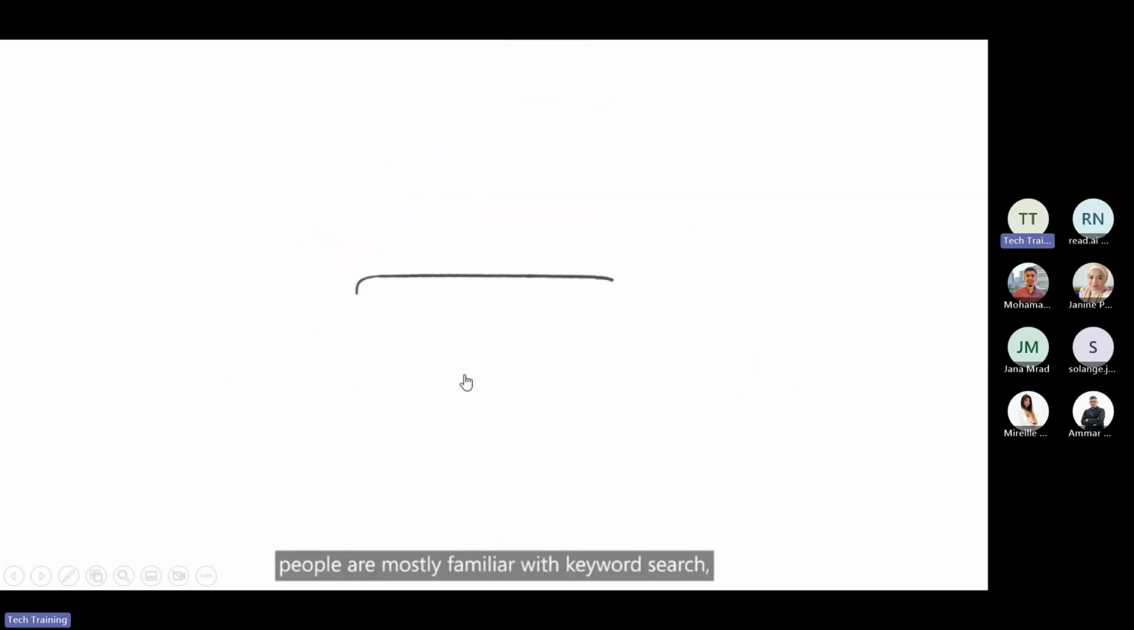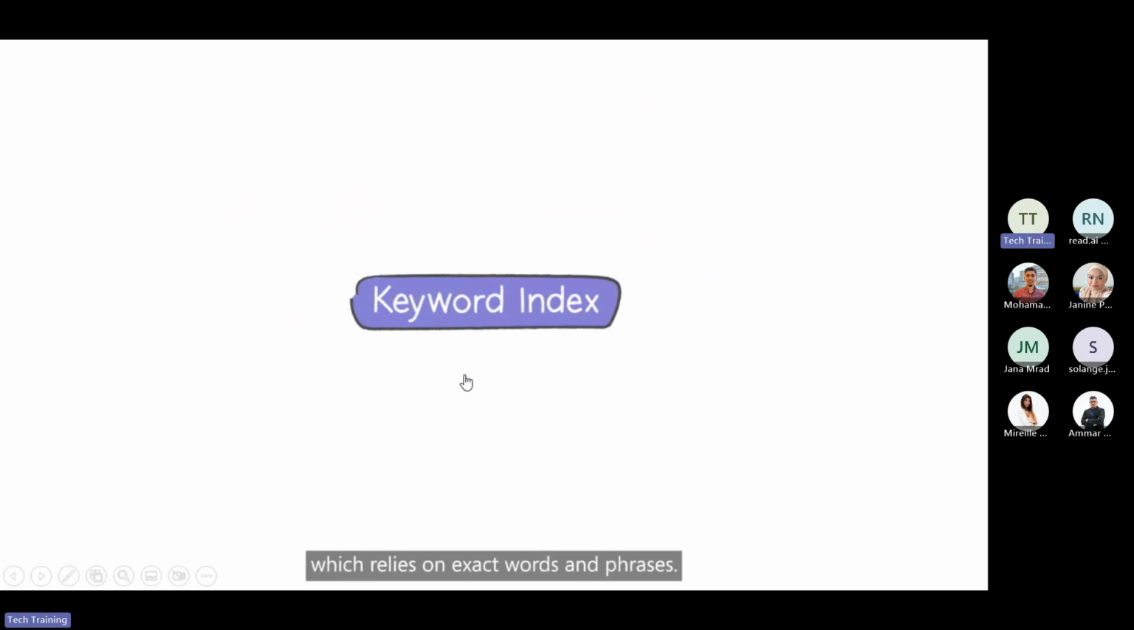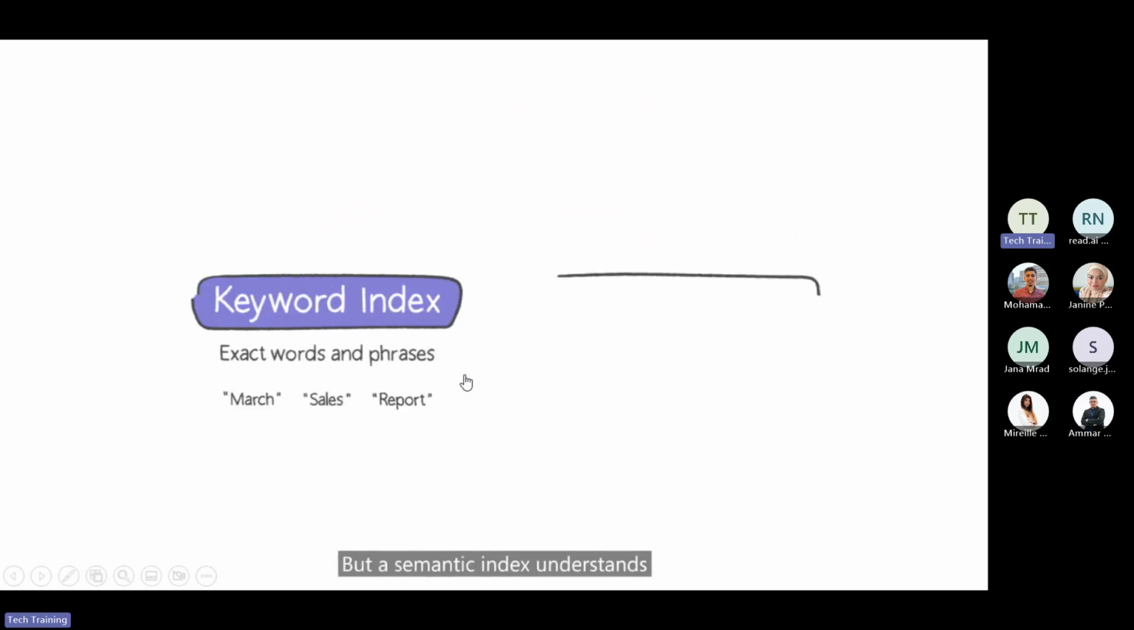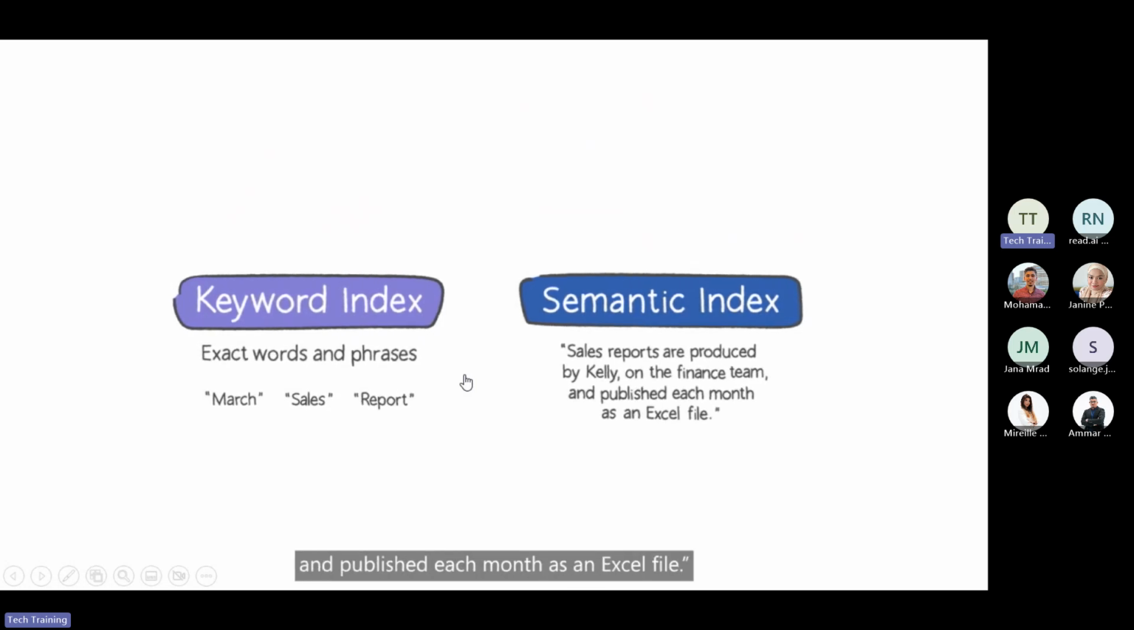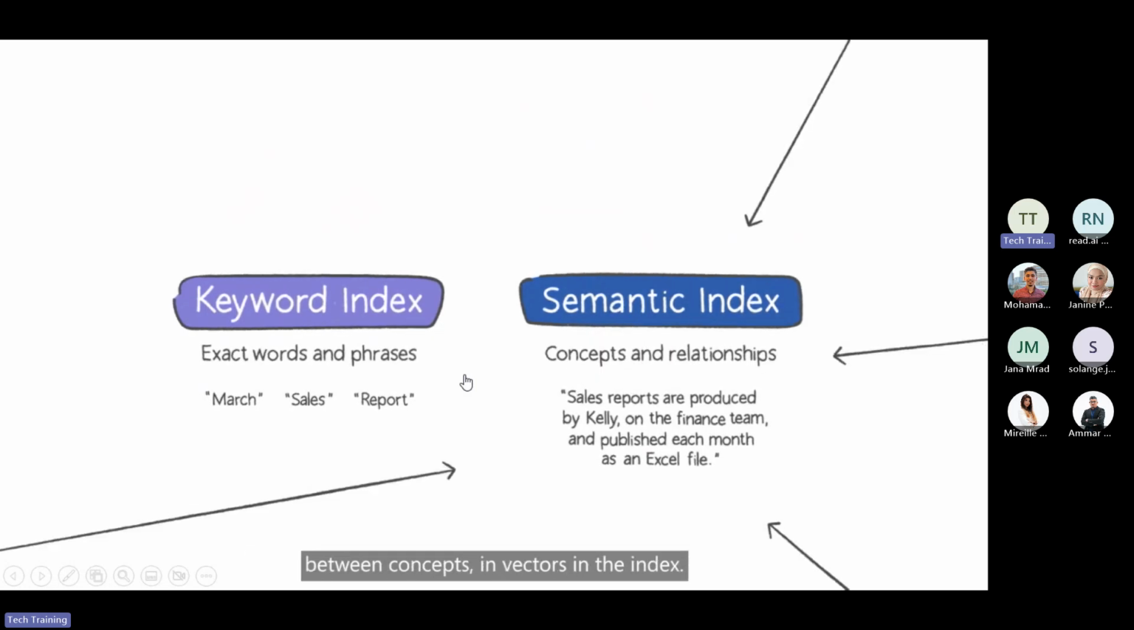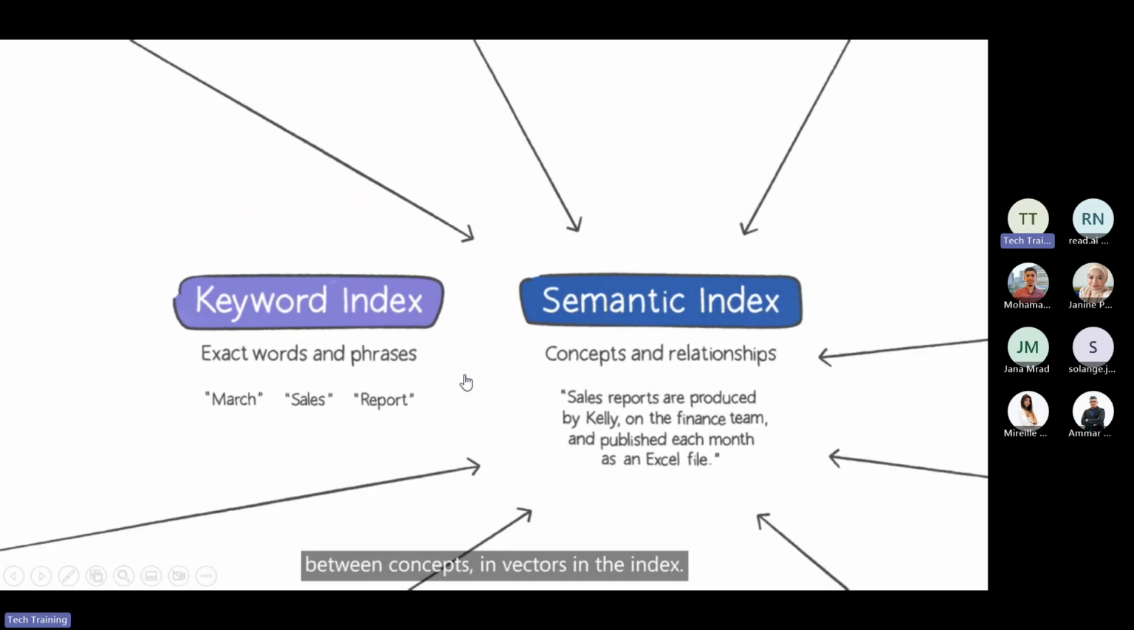Today, people are mostly familiar with keyword search, which relies on exact words and phrases. So, when you search for March sales report, you get a list of documents that include exactly those 3 words. But a semantic index understands that sales reports are produced by Kelly on the finance team and published each month as an Excel file. And it encodes all of these concepts and relationships between concepts in vectors in the index.